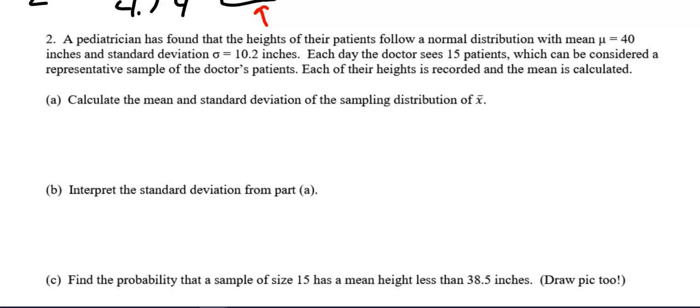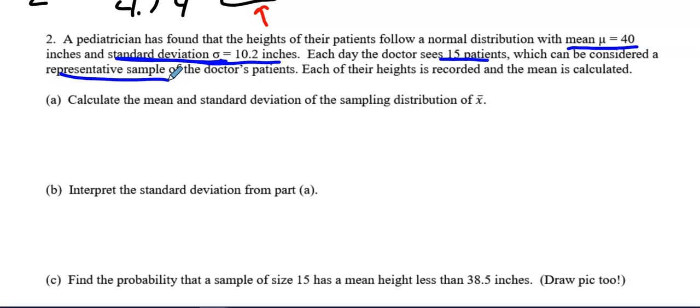So it says a pediatrician. Let me make sure, I think it's counting. Yep, it's counting. All right. A pediatrician has found that the heights of their patients, so this is how we're talking about height, follow a normal distribution with a mean of 40 and a standard deviation of 10.2 inches. So this is some important information. Each day, the doctor sees 15 patients. That's also important, which can be considered a representative sample of the doctor's patients. Right there, again, if we were doing conditions, this would tell us we're good. We got a nice random sample.